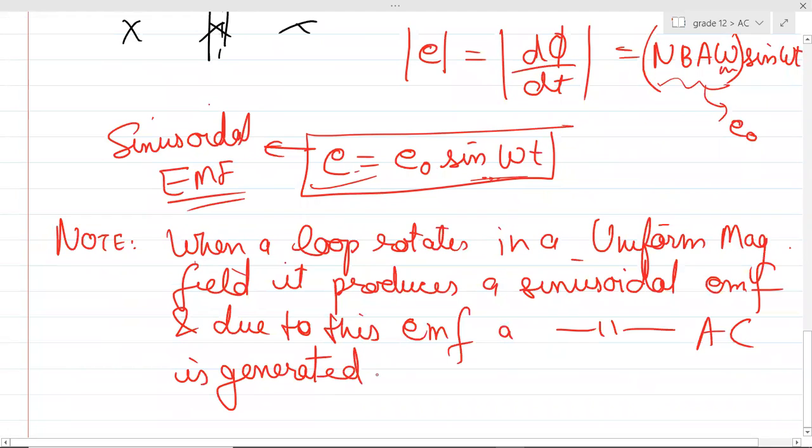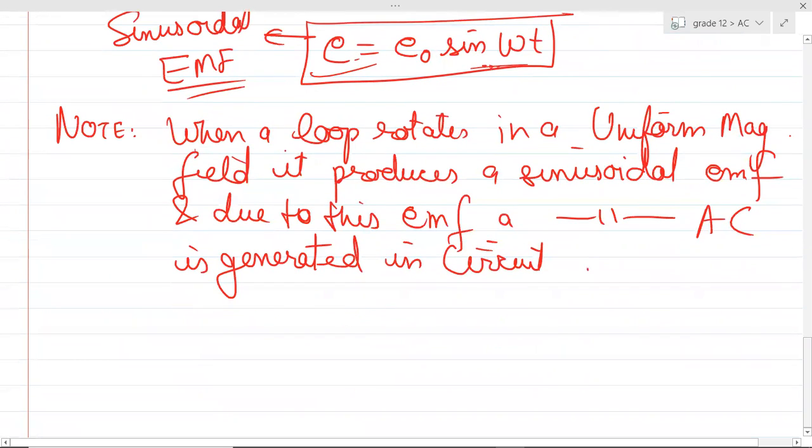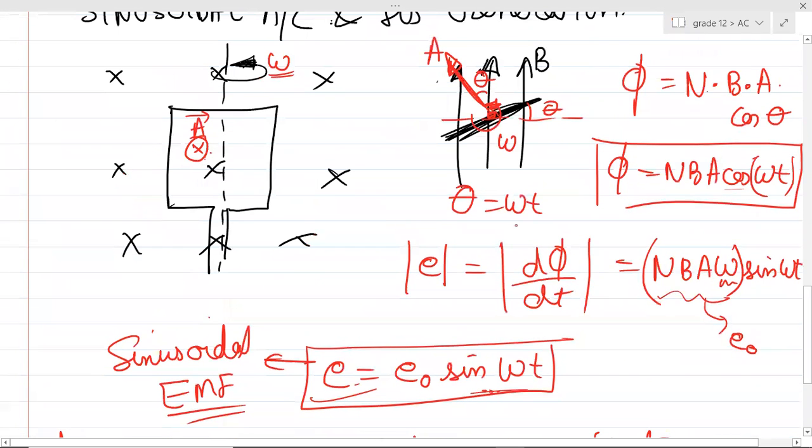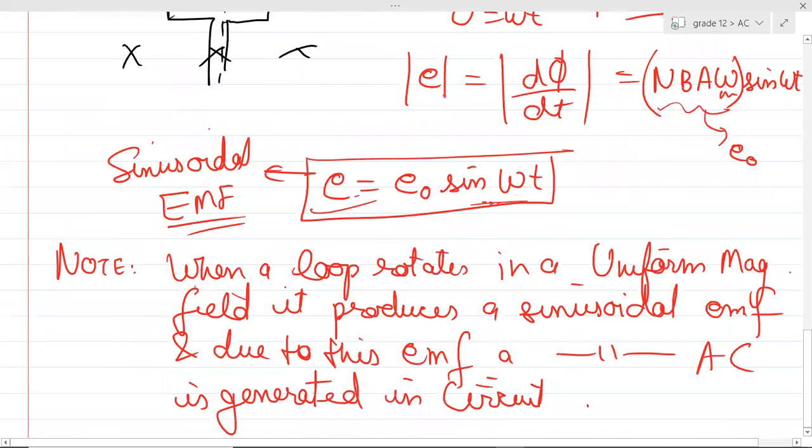Is this clear? Sir, when we differentiate the flux, we'll get minus sine omega t. That's why I told you only the magnitude I require. Okay?